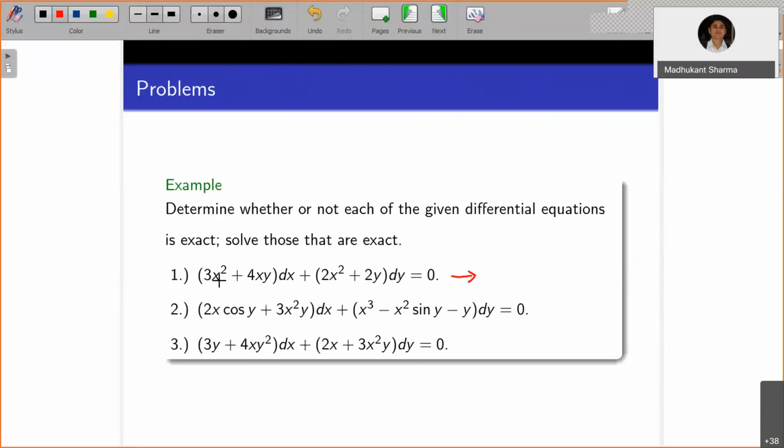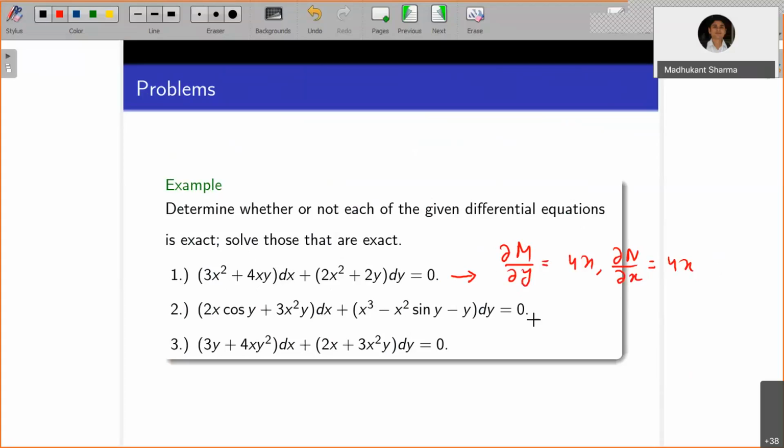So the very first thing, for this case, dou M by dou y. M is the coefficient of dx, so I'm particularly concentrating here. What is dou M by dou y? It is 4x. Dou N by dou x is equal to 4x. So this is an exact differential equation, and I don't need to work anything out here.